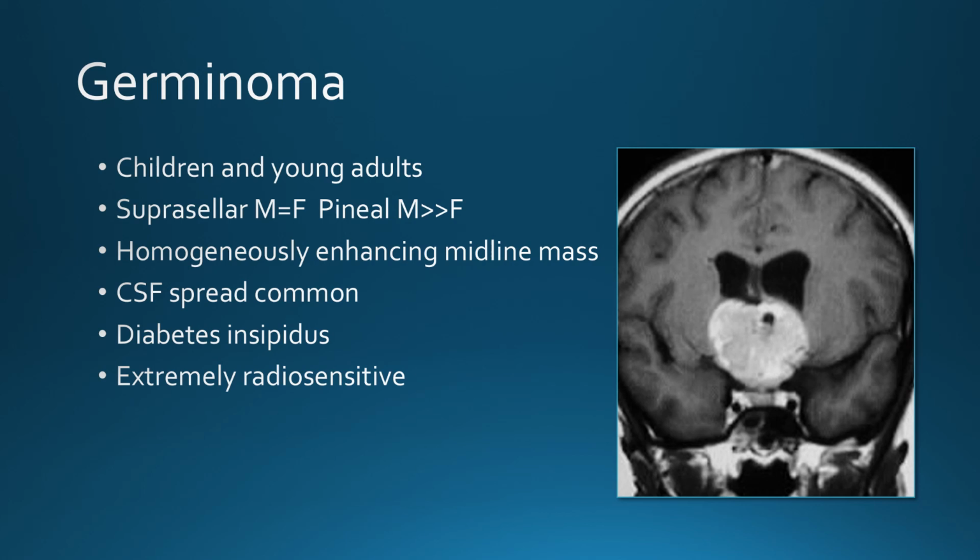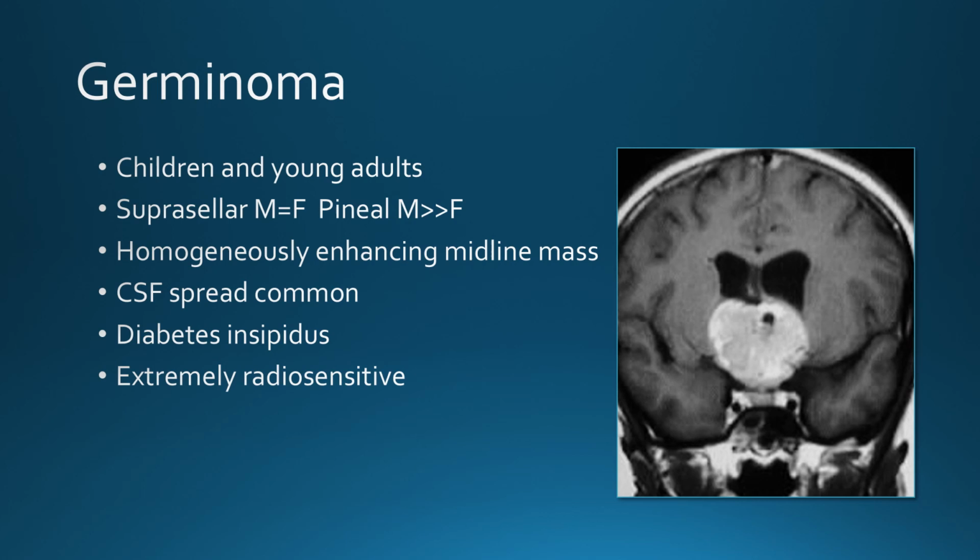So we typically see them in children and young adults. They occur either in the suprasellar or the pineal region. For some reason, the suprasellar germinomas are about equally distributed between boys and girls. The pineal germinomas are much more common in males. So, and I have no idea why, but pineal germinomas, I think it's about 10 to 1 male to female. Suprasellar germinomas, about equal male and female.